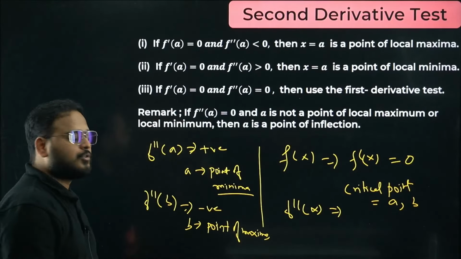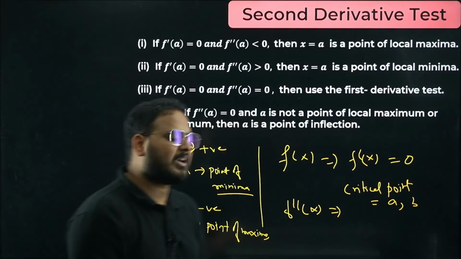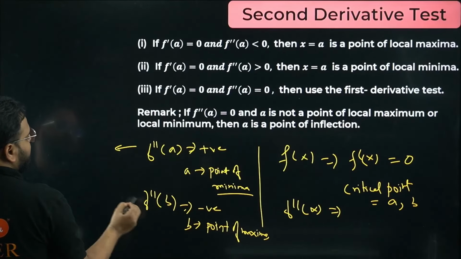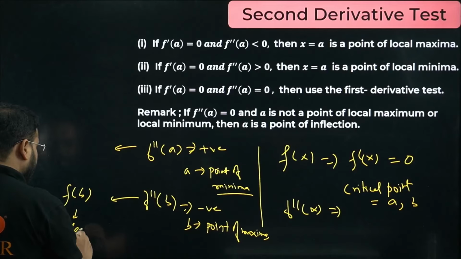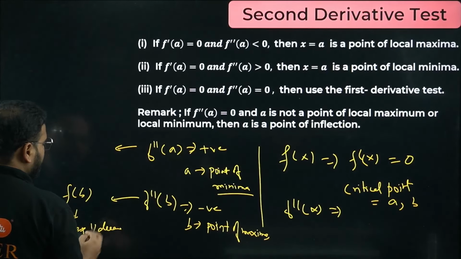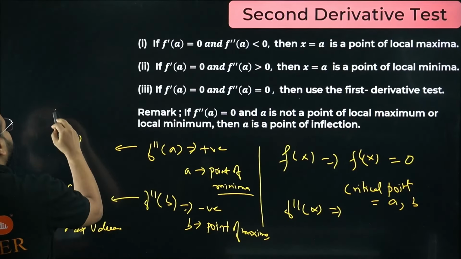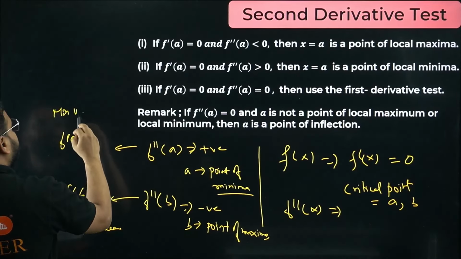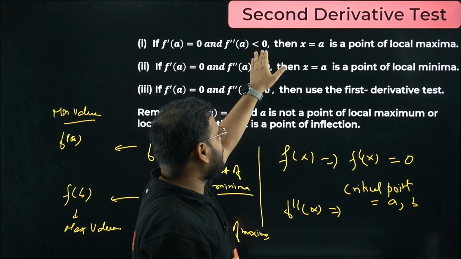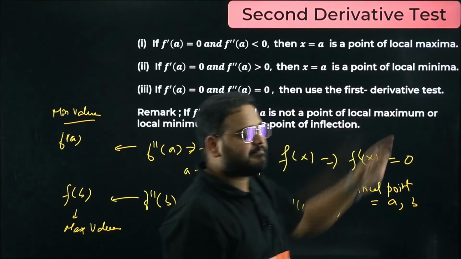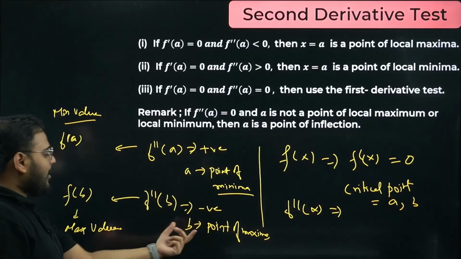Is that clear? So f double dash of B is coming as negative means B will be a point of maxima, and again the maximum value and minimum value will come like this. F of b will be your maximum value, and in the same way f of a will be your minimum value. Please check. If f dash of a is 0 and f double dash of a is less than 0, meaning negative, it is a point of local maxima.